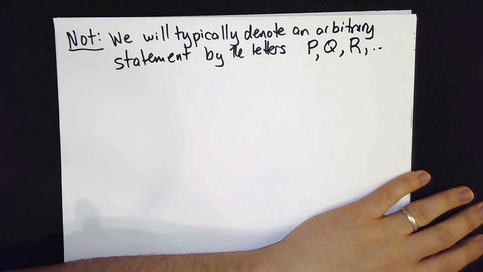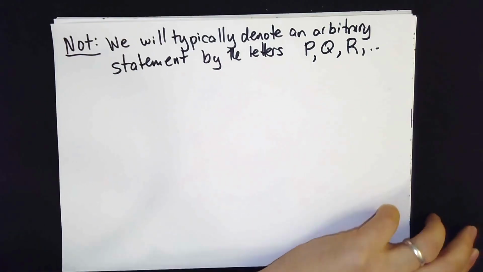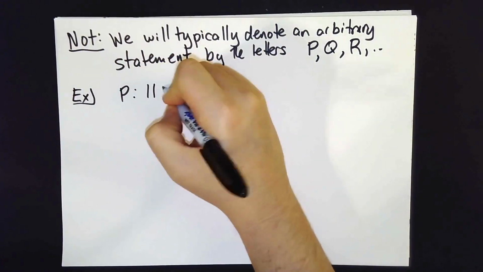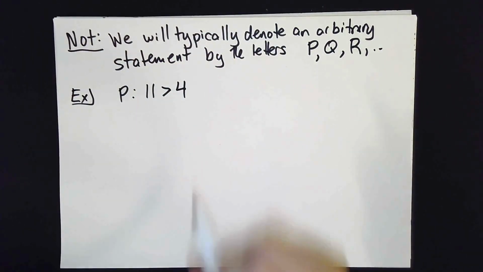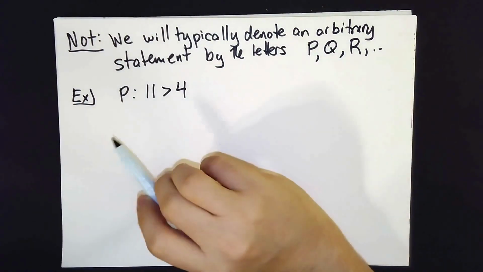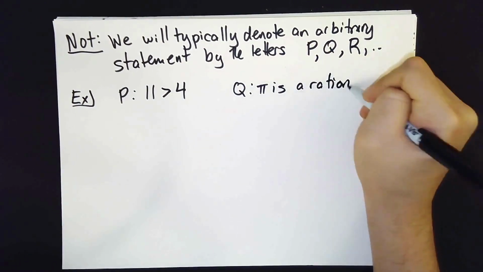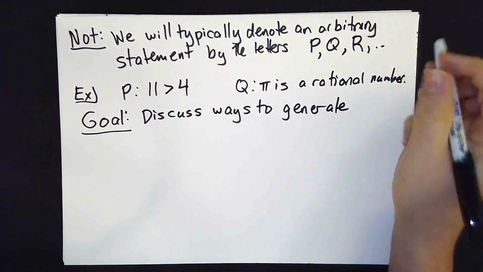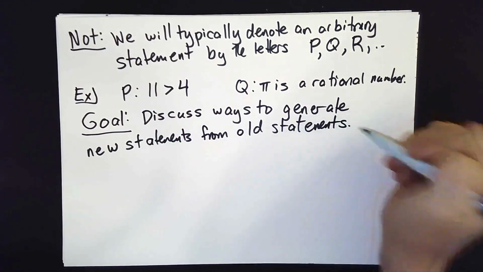Sometimes you go backwards. So for example, vectors, if you've taken 253, you usually denote the first one by V, because vector starts with V. But then if you want a second one, you go backwards to U for some reason. So people aren't always consistent. But this means I might, for example, write something like this. And what this means here is P is the statement 11 is greater than 4. Or Q is the statement pi is a rational number. So our goal in this section really is to discuss how to make new statements from statements we already have.